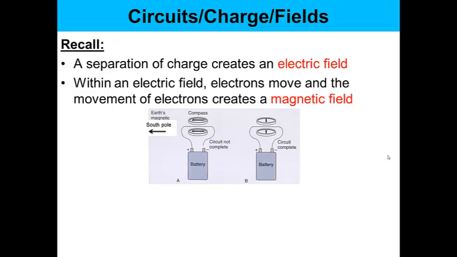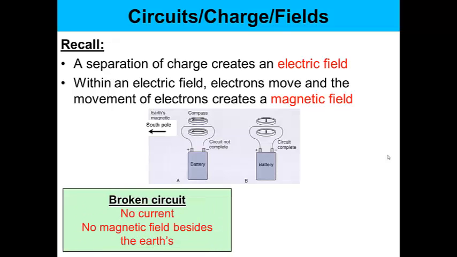So in the first picture, you have no circuit. So the circuit's broken, there's no current flowing, and there's no magnetic field besides the Earth. So the compass points to the Earth's magnetic pole.